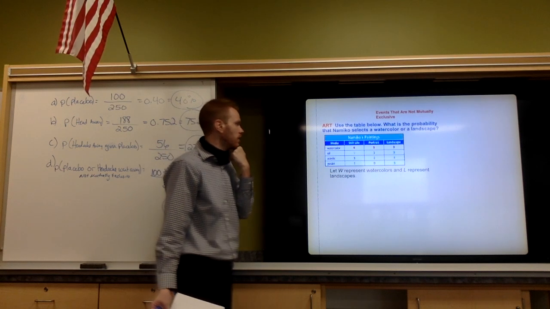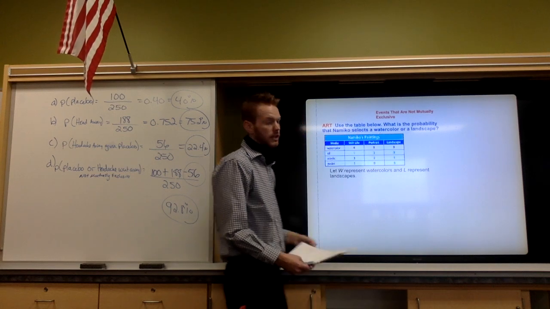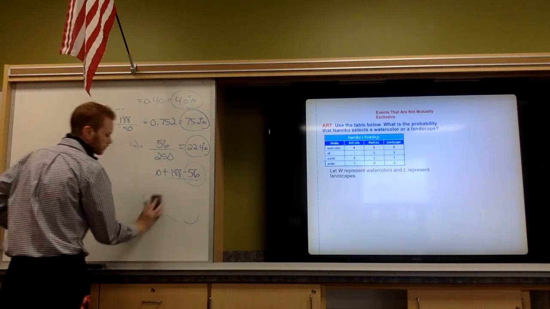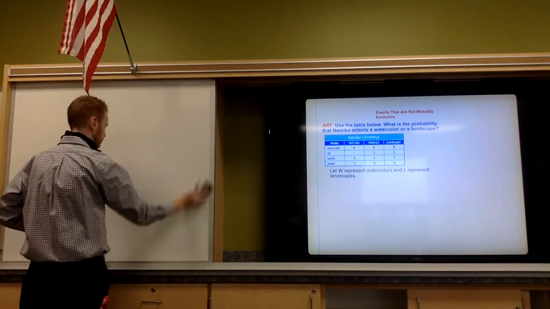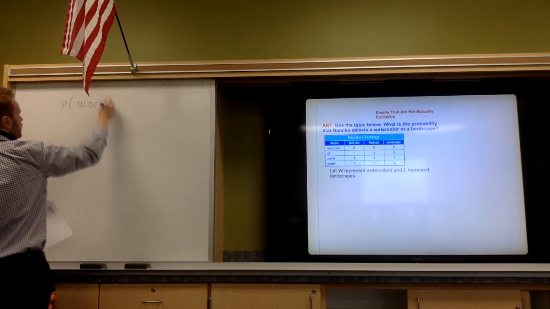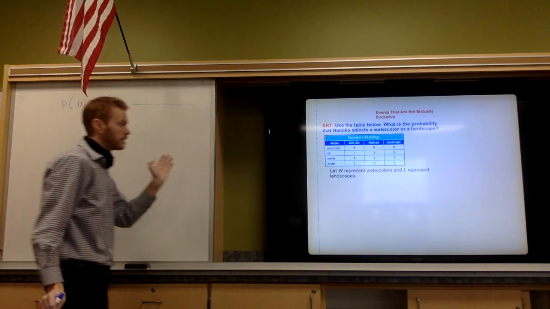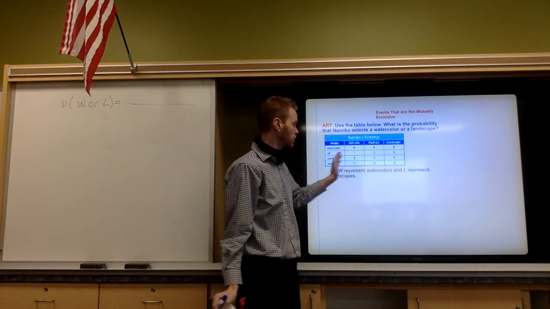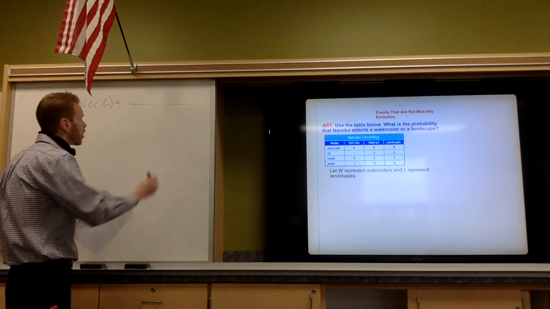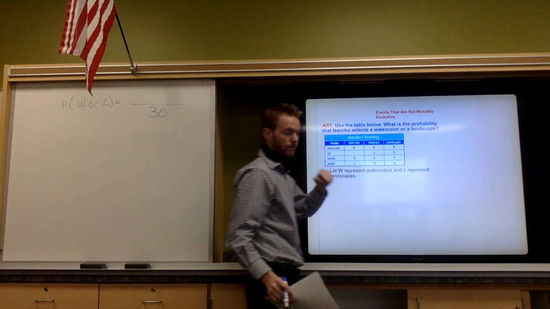Okay, so it wants to know what's the probability that Namiko selects a watercolor or landscape. Okay? So here we go. Probability of a watercolor or landscape. Okay? Now notice, this table doesn't give you any totals, right? See how there's no totals? So you're going to have to add these up yourself. So just for sake of time, there are 30 paintings. If you add all these numbers up, you get 30.